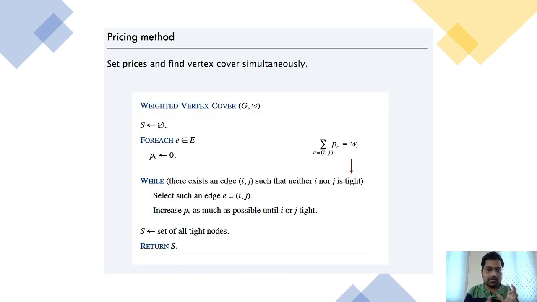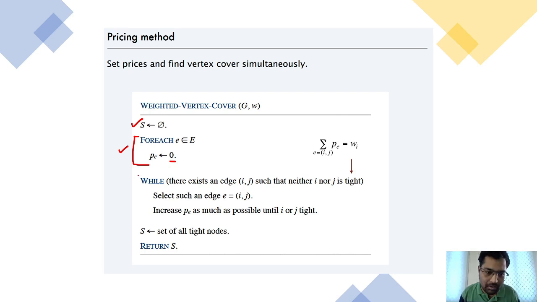Next, the pricing method, what we have discussed. I kept one algorithm for you to understand. S is a set where in future we are keeping those vertices which are said to be our vertex cover. Okay, so S is the vertex cover. Initially it is empty, nothing is there. For each edge, we set the pricing as 0, as we have already said the pricing is the cost assigned to each edge.